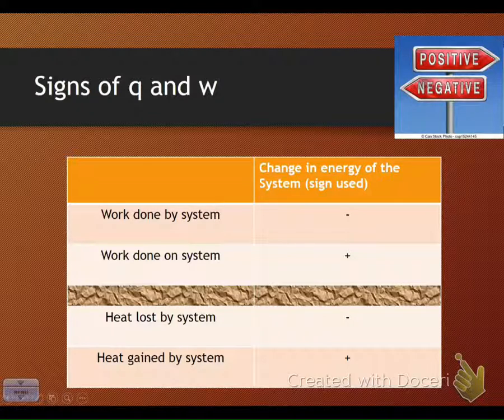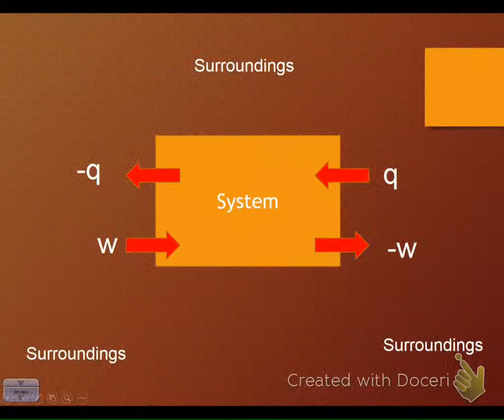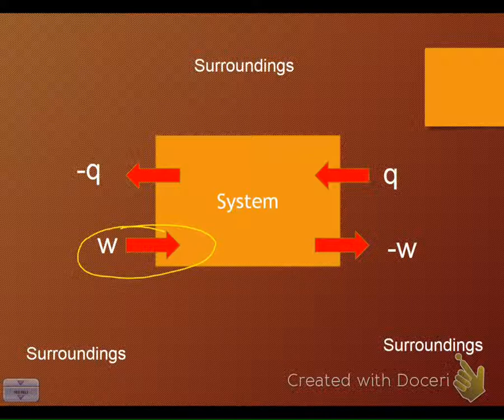Let's look at this chart real quick. Work done by the system, negative. Work done on the system, positive. So I'm going to go back to the picture here. If I'm talking about work, if I do work on a system, that's this right here, I am putting energy into it. I'm working on it. And that's going to cause the energy of the system to increase. So we'll give it a plus sign.